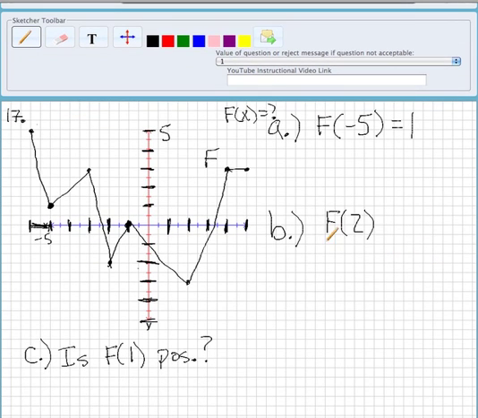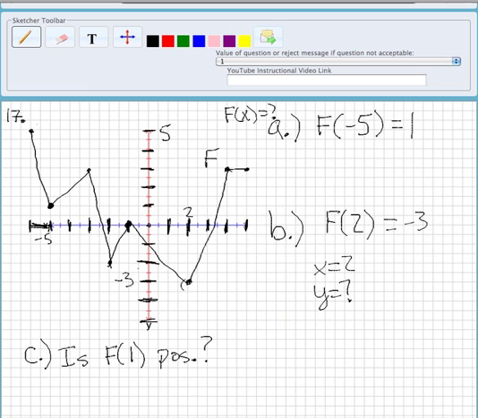Now if we look at part B, it's the same idea. F of 2. So where x is equal to 2, what does y equal? On the graph, we go from the origin to x is 2 right here. So on the graph, what is the y coordinate right here? We go down to here, and that's at -3. So f of 2 is equal to -3, because that's the y coordinate where the x is 2.